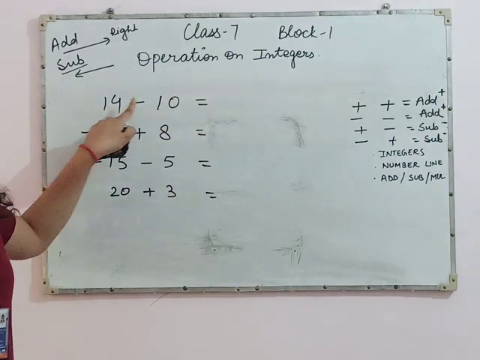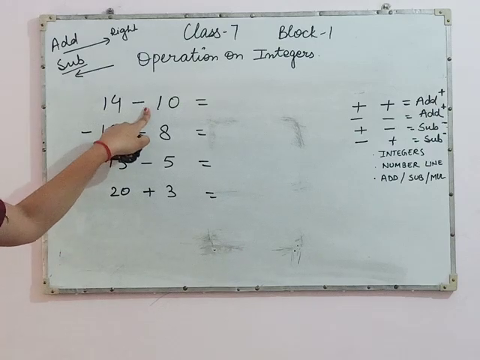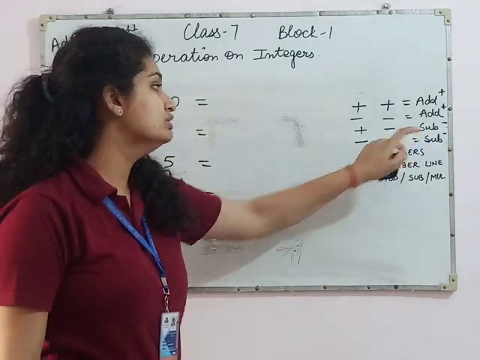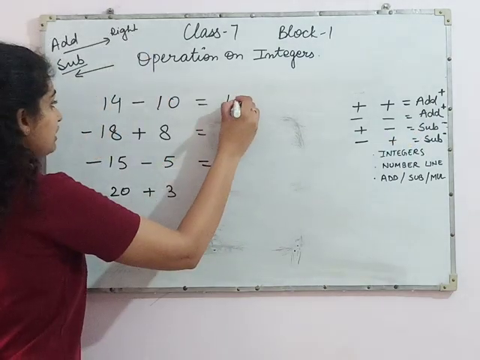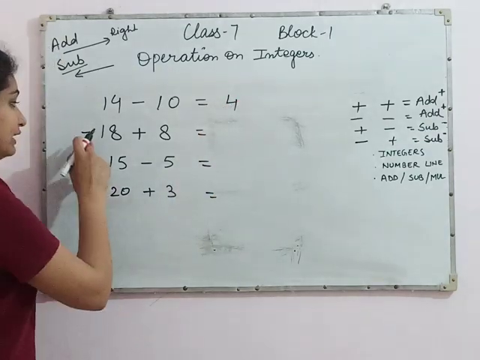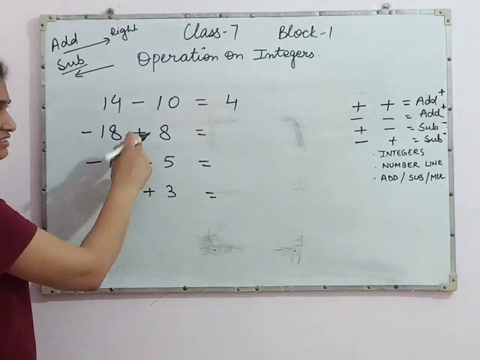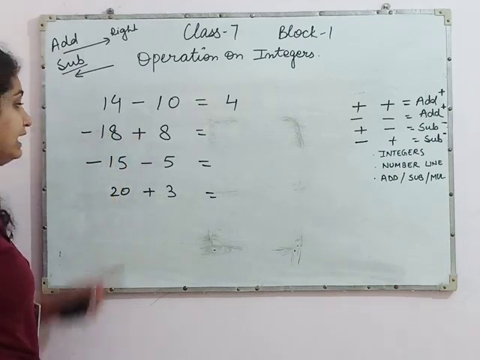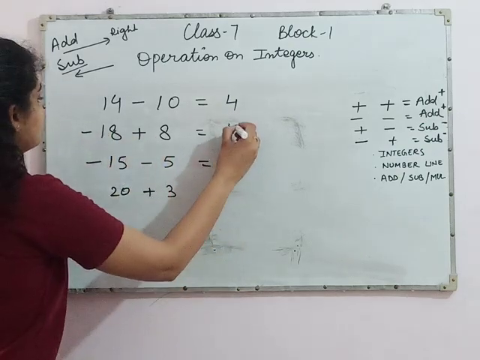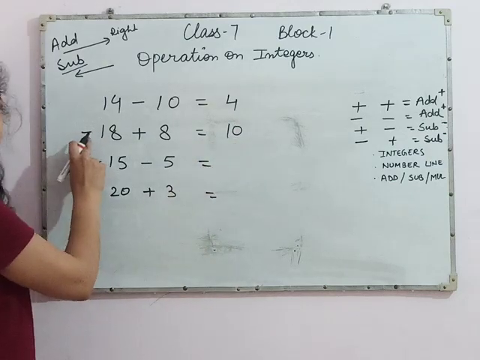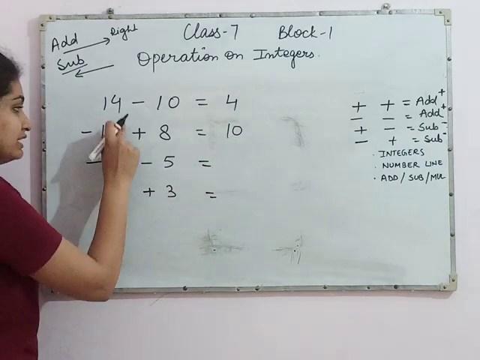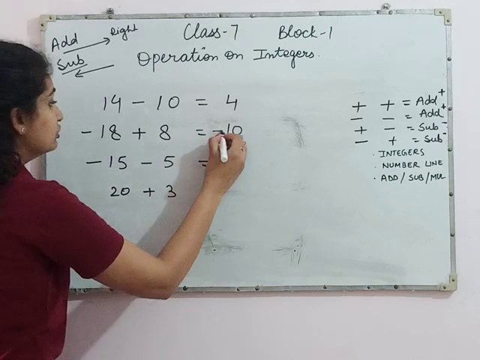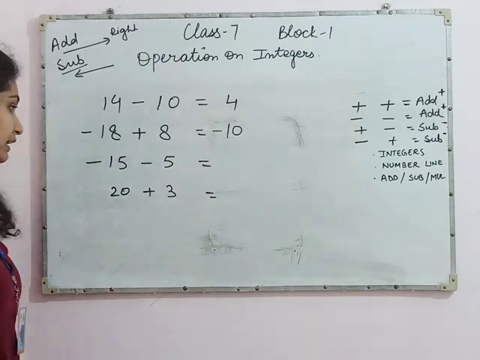Right? 14 minus 10. One is positive, one is negative. So, we have to subtract. That will be 4. One is negative, one is positive. Doesn't matter which is coming first. We have to subtract. 18 minus 8, this will be 10. And the sign is of the bigger number. Bigger number is 18, having a minus sign. This will be minus 10.